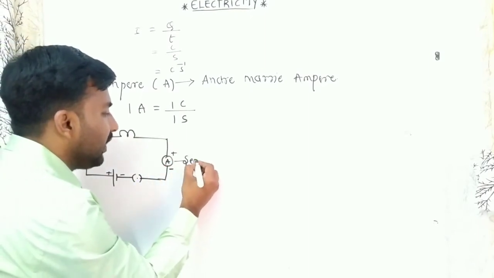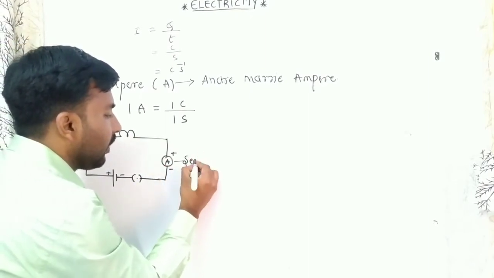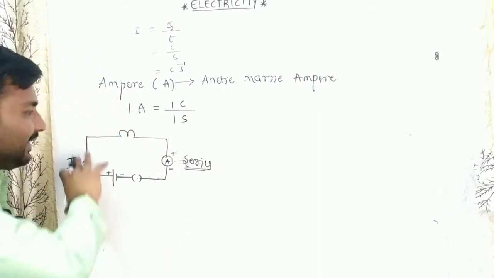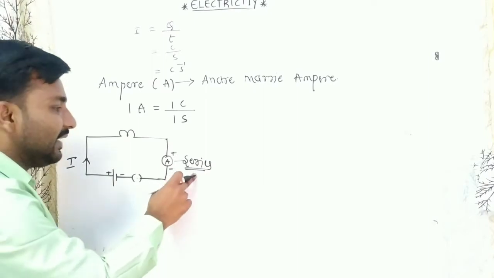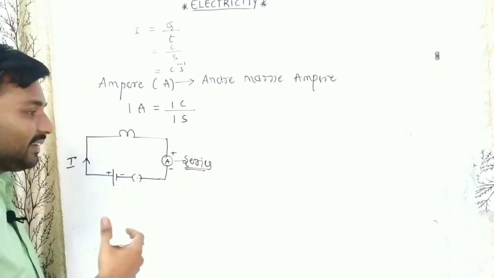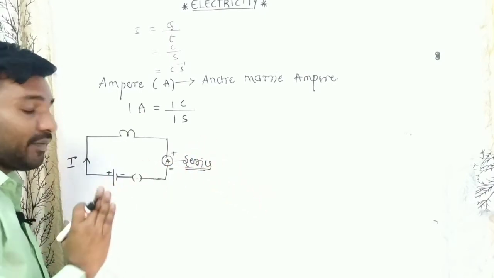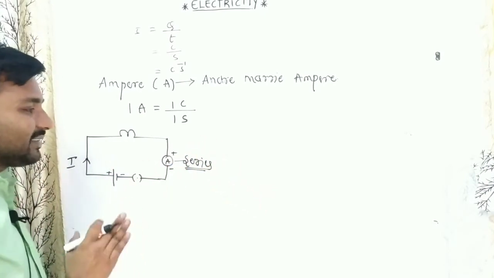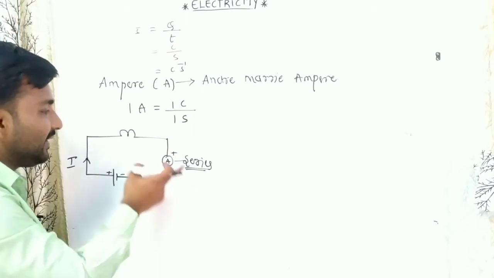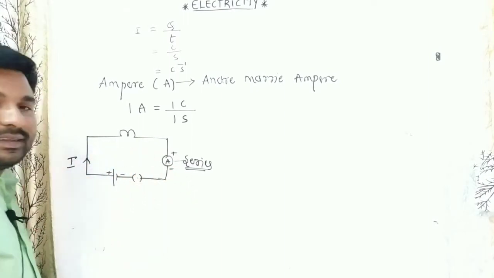Remember this, a very important thing: how the ammeter is connected in the circuit. It is connected in series. Why do we connect it in series? In the next topics, at that time I will explain why the ammeter is connected in series. Presently you remember this one, that the ammeter is connected in the electric circuit in series.